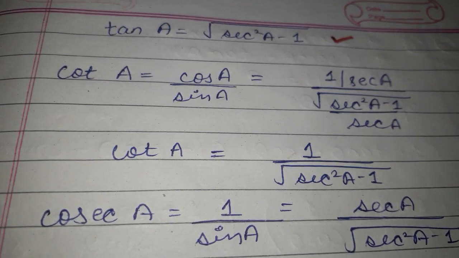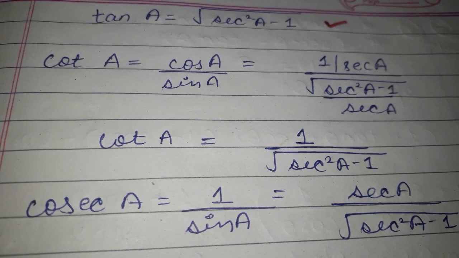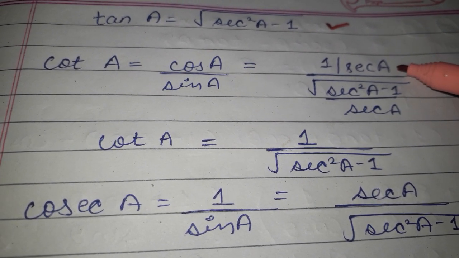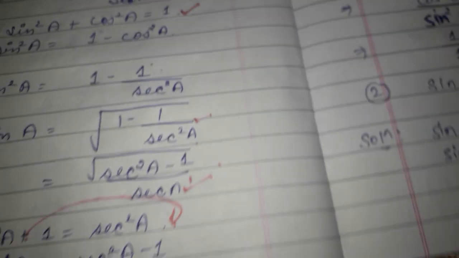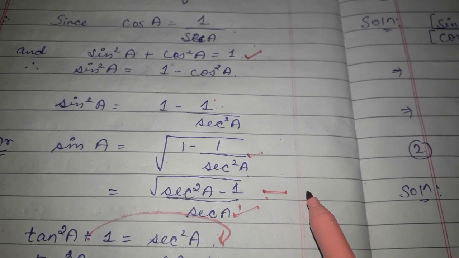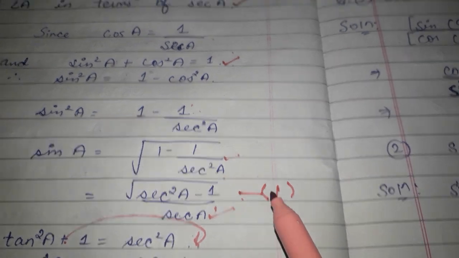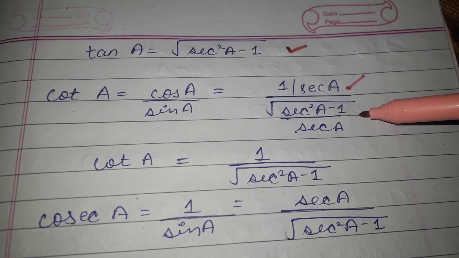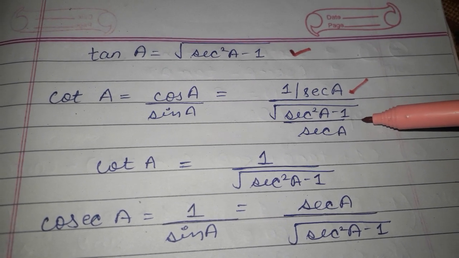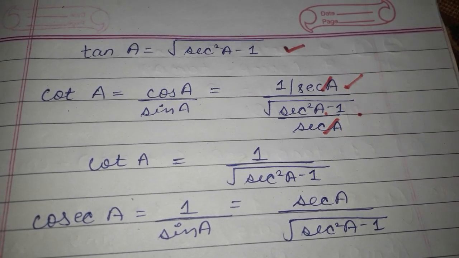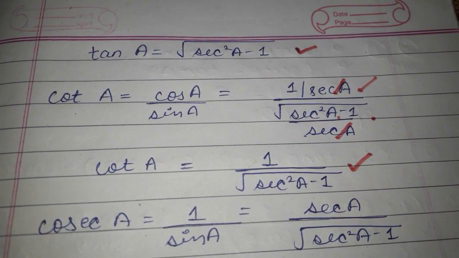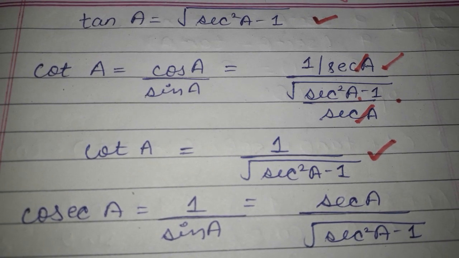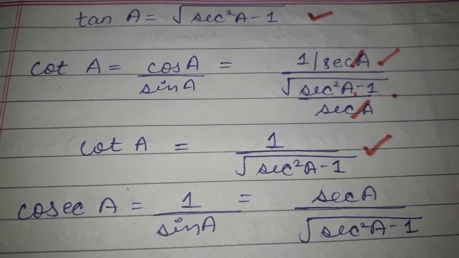To represent cot A, I know that cot A is cos A upon sin A. Cos A can be written as 1 by secant A, and sin A, from the earlier equation, you can write it as equation number 1 and use it here. When we put the value of sin A here, secant A and secant A will get cancelled out, and this will be the value which will be equal to cot A. So this is cot A in terms of secant A.